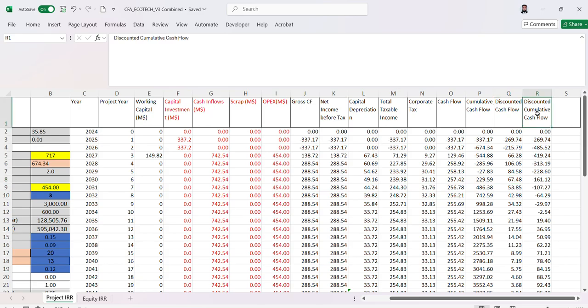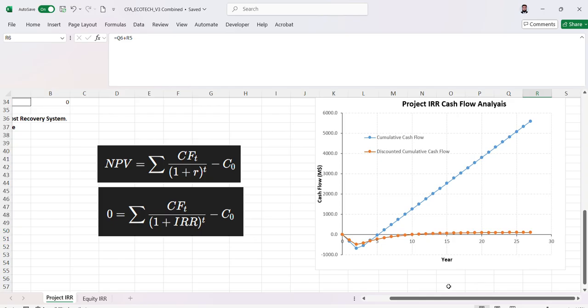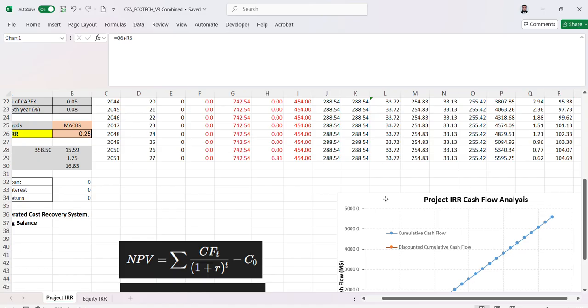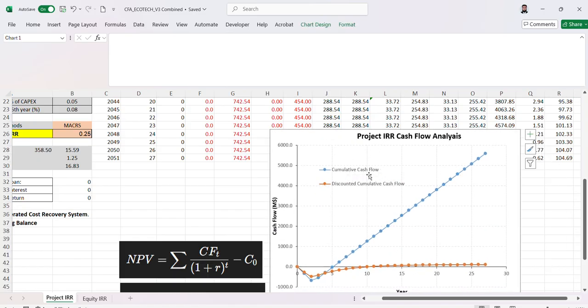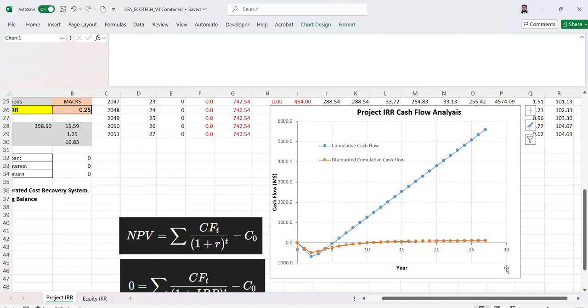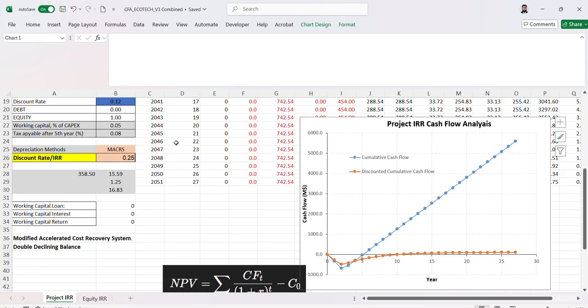Okay, let's move on. Finally we do the cumulative discounted cash flow. You know how to do that, like this one plus this one is this one. Now let us check the results. So we plot the results of our cumulative cash flow and discounted cumulative cash flow in terms of the year. Okay, so we can see the variations depending on the internal rate of return or discount rate.